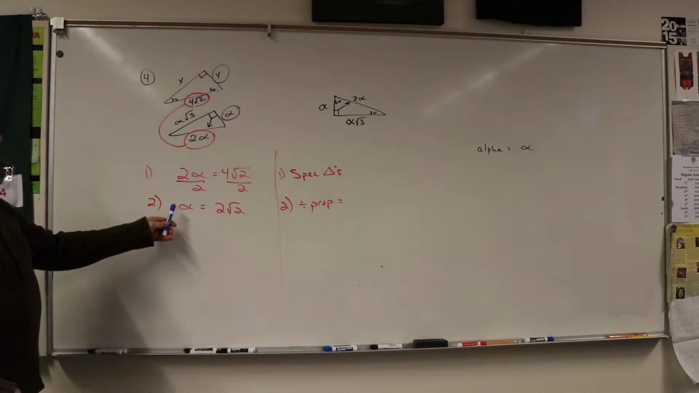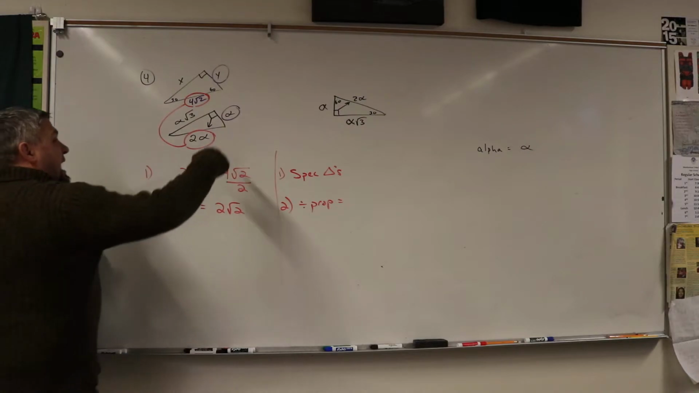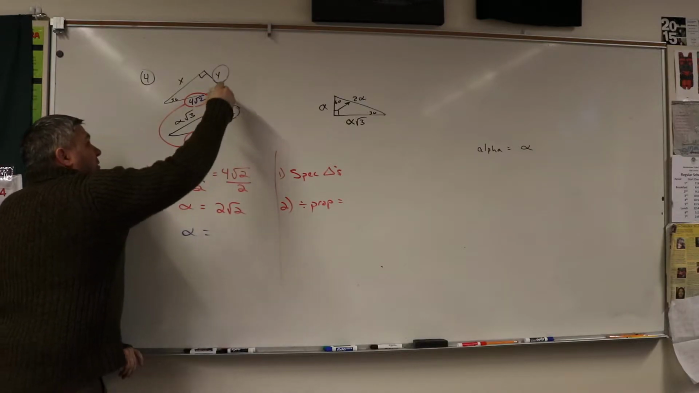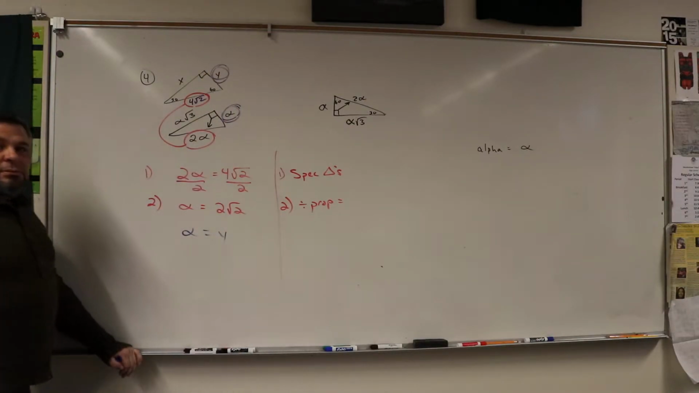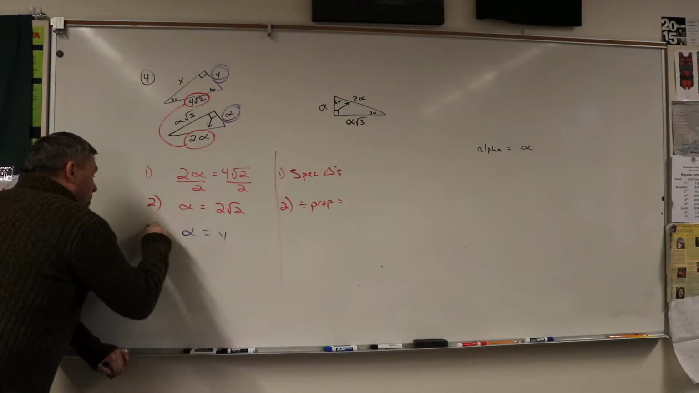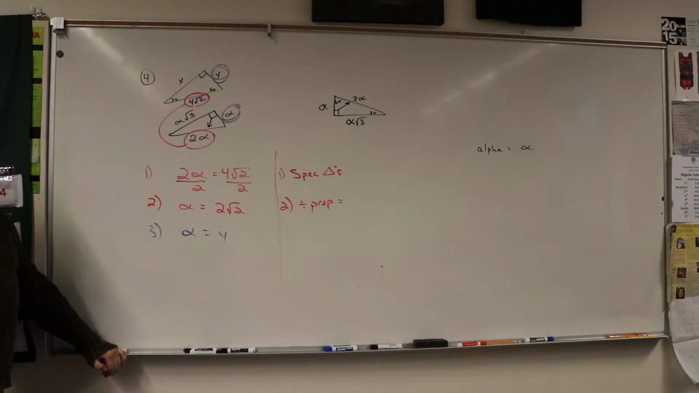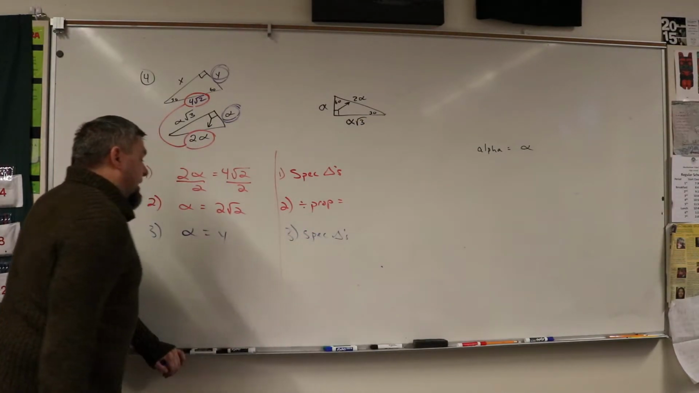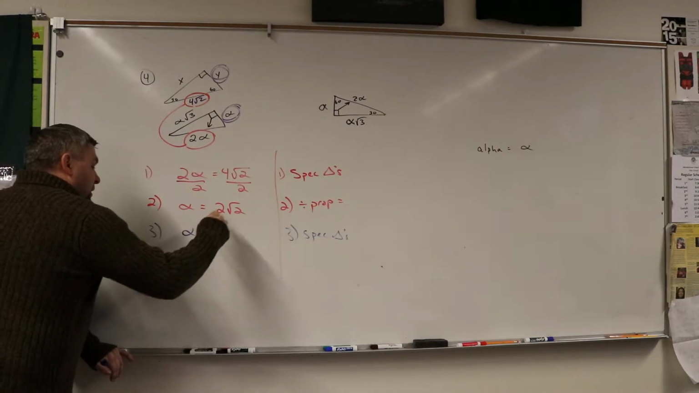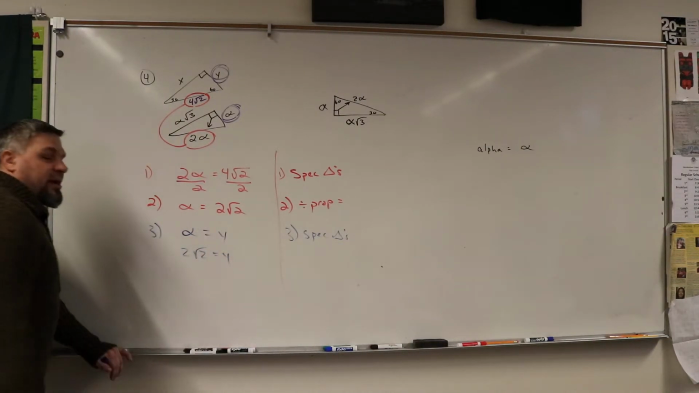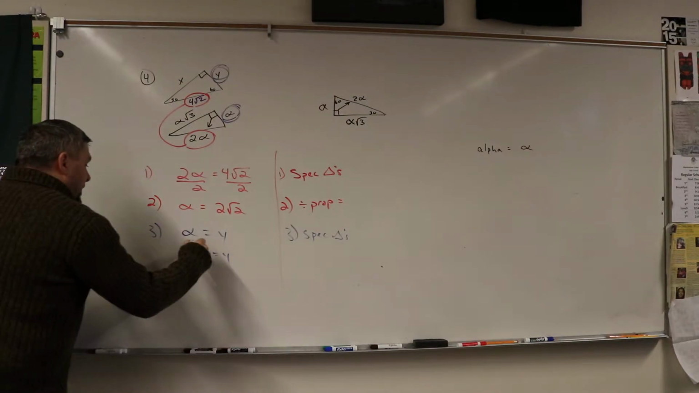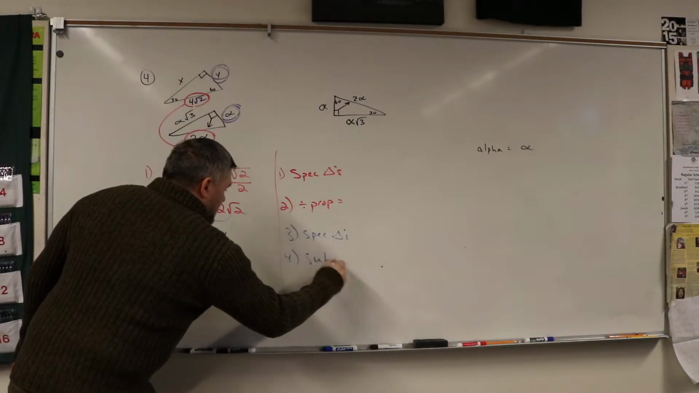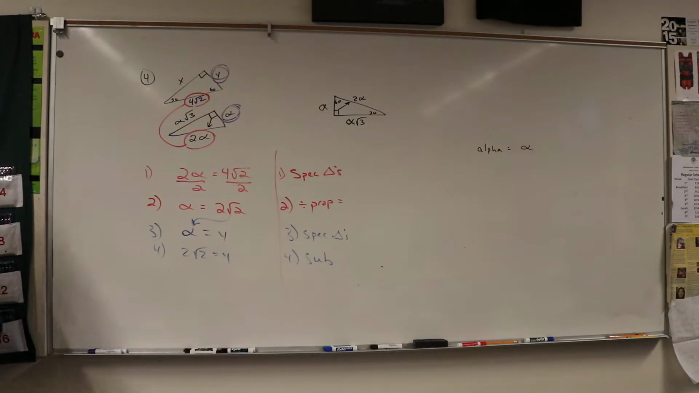So I know what alpha is, and if I know what alpha is, then I know what y is, because alpha is equal to y. Why can I say that? Because of special triangles. And then I plug it in: 2 square root 2 is equal to y. What did I do? Substitution.